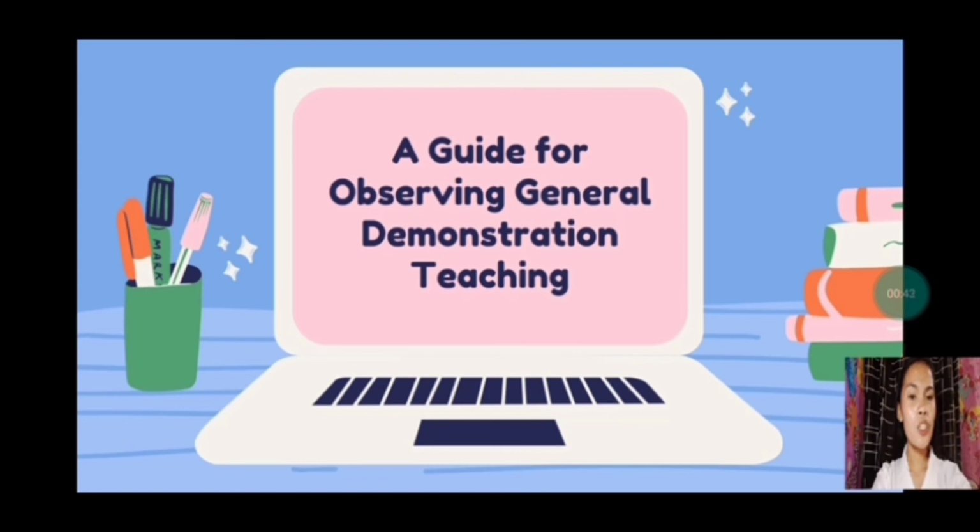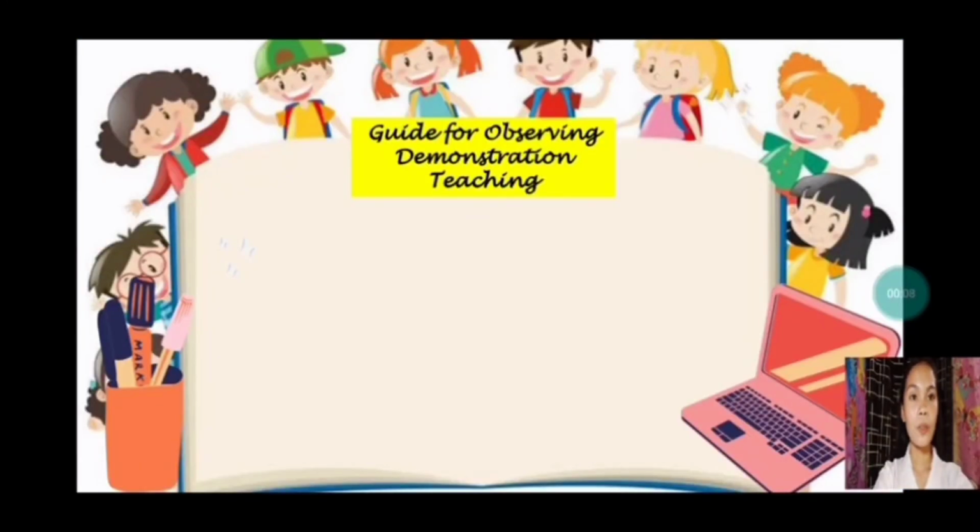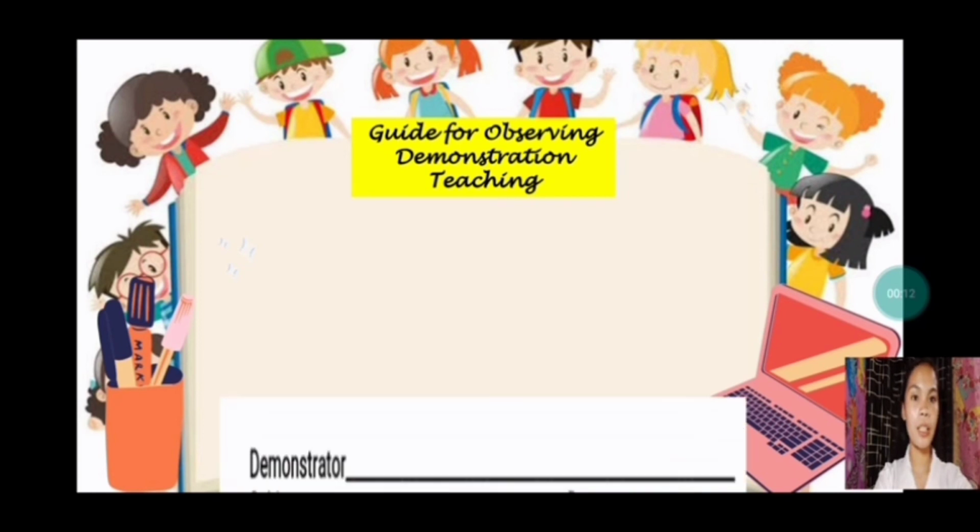Classroom observations, which make up the majority of the teachers' summative rating in most states and districts, give teachers the opportunity to receive meaningful and direct feedback about their practice. They can also inform the development of resources to help teachers address areas for improvement. Here's the guide for observing demonstration teaching.